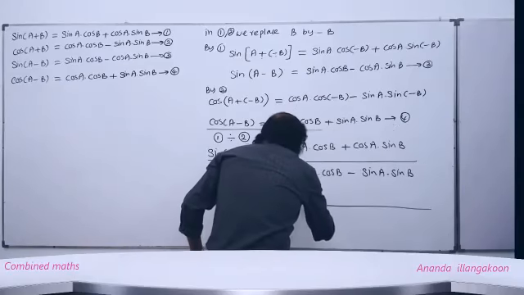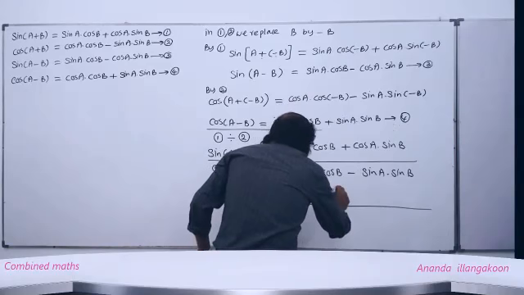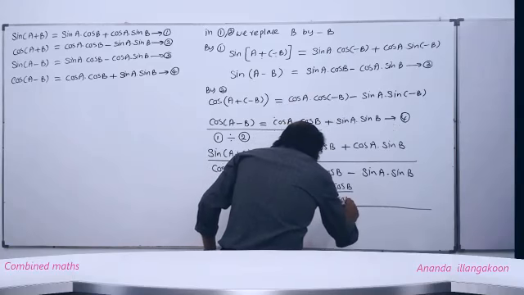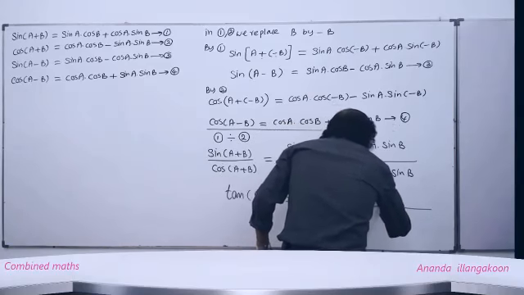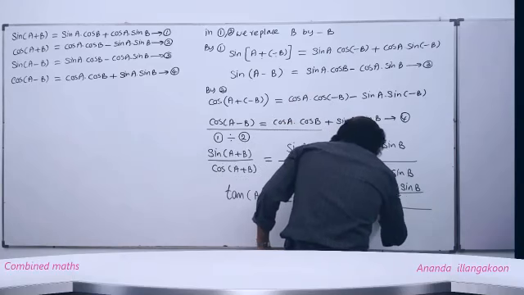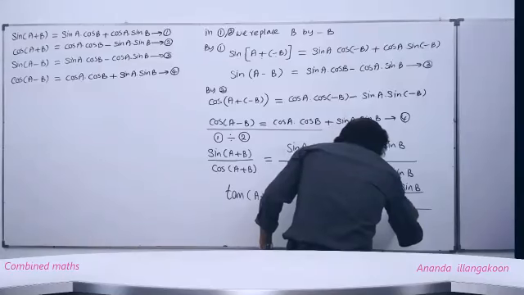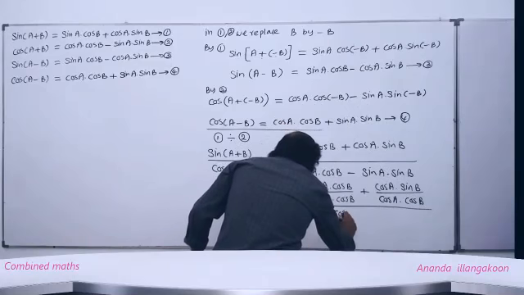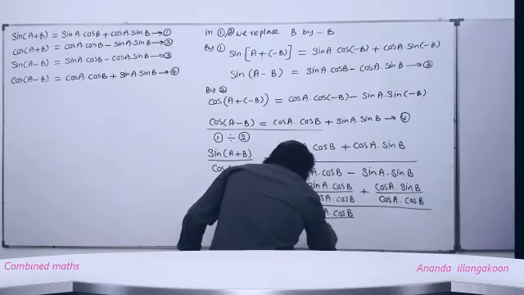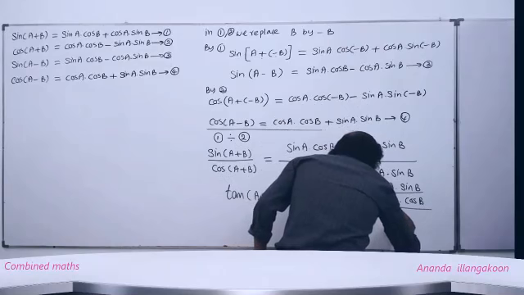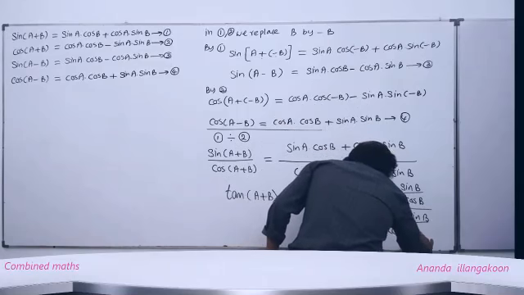Right? This is now sin A cos B, we divide by cos A cos B. And here cos A sin B, we divide by cos A cos B. And here cos A cos B, we divide by cos A cos B, minus sin A sin B, we divide by cos A cos B.